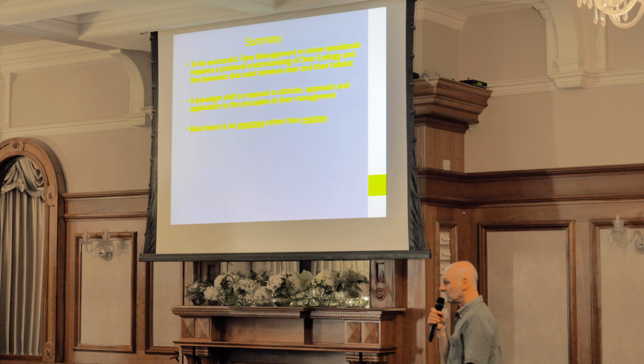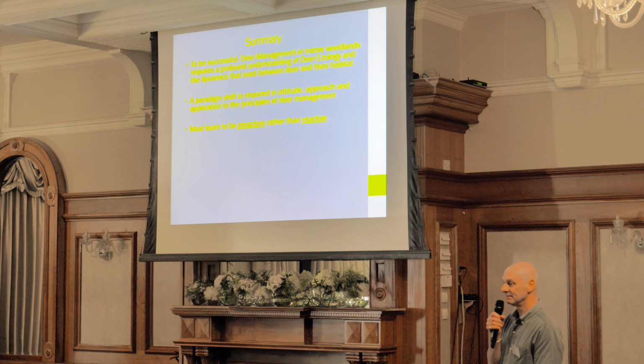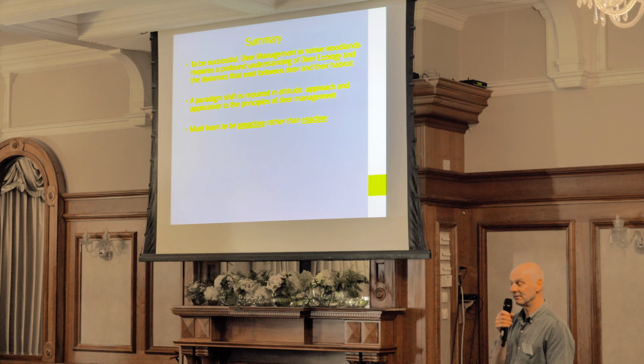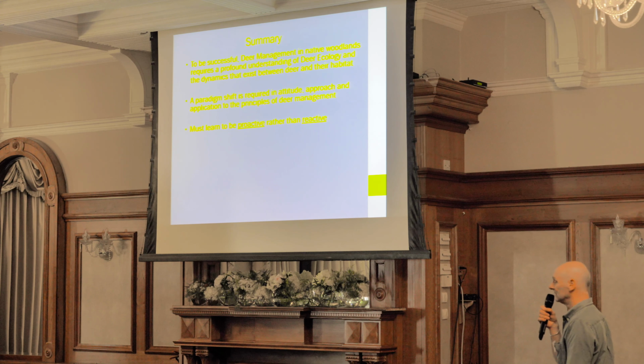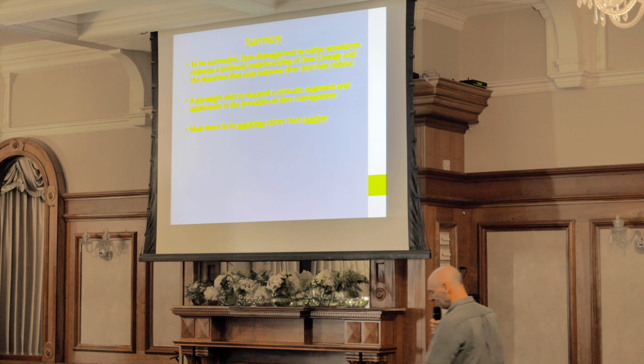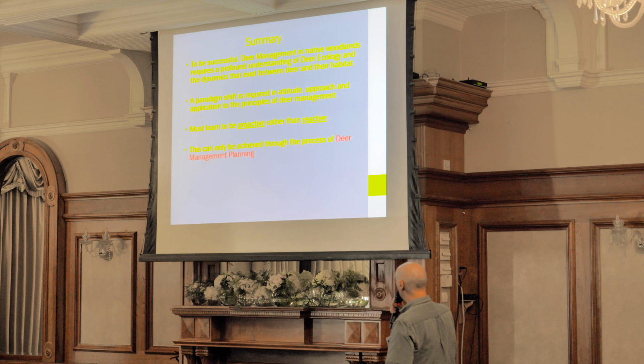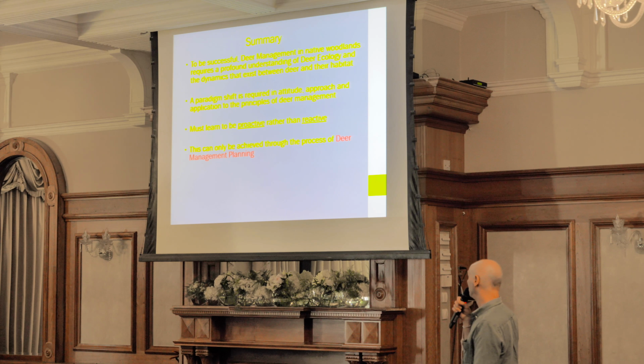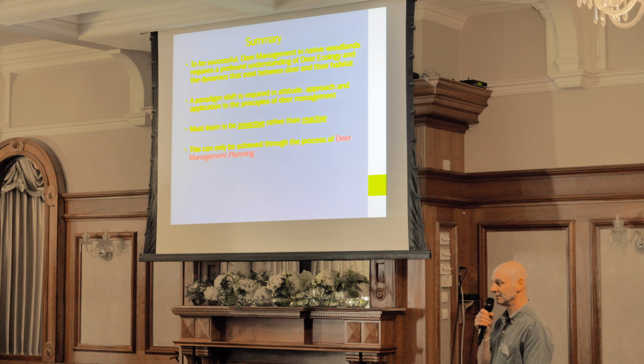We must learn also to be proactive rather than reactive. We're constantly reacting to problems, and very often reacting to problems creates more problems rather than solves the ones we're trying to solve. And this can really only be achieved through the process of deer management planning. So we have to start thinking about actually writing deer management plans and setting objectives, because that means we're tied in to actually trying to achieve particular goals.